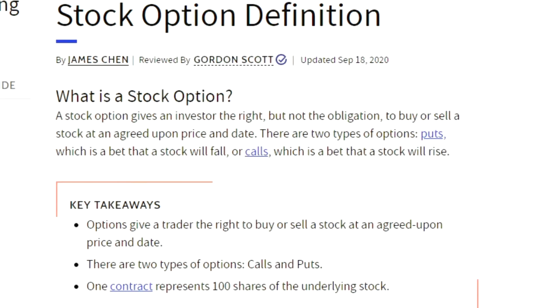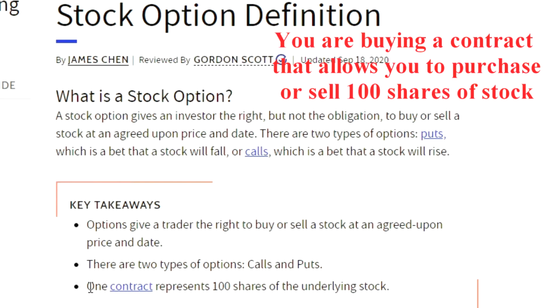So let's get started. Let's talk about what options are and how you could perform them. Let's go over quickly what an option even is. An option gives the investor the right but not the obligation to buy or sell a stock at an agreed upon price and date. If you're not quite sure what that means, that's alright. An important key note to know is that when you are buying an option, you're buying a contract, and this contract represents 100 shares of that stock.